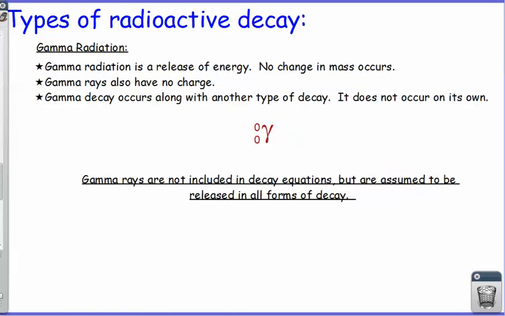Gamma radiation you can think of as energy that's holding the nucleus together. Gamma radiation is just a release of some of that energy, and this occurs along with other types of decay. It does not occur on its own. I write it as an upside down ribbon, or you can write it as a Y with a loop on the bottom, but it is again another Greek letter of the day. We usually don't include these in decay equations, but assume them to be released with all forms of decay.